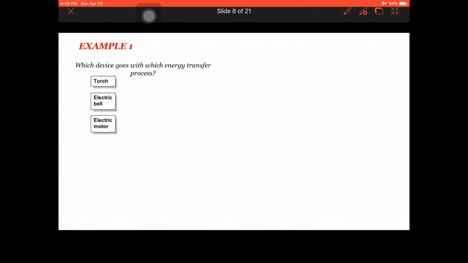First, we have which device goes with which energy transfer process. This question is asking you, using torch, electric bell, and electric motor, what energy transfers are happening within these objects. So we are going to match them with these.